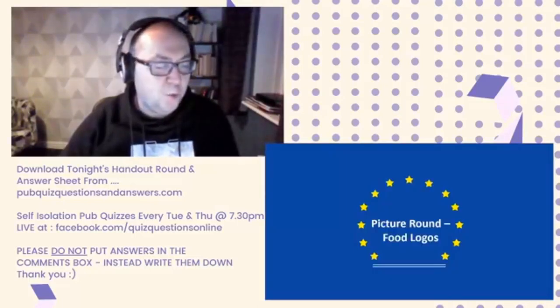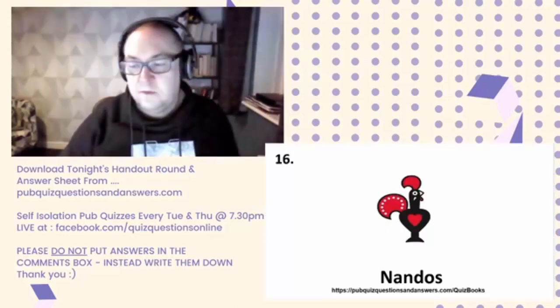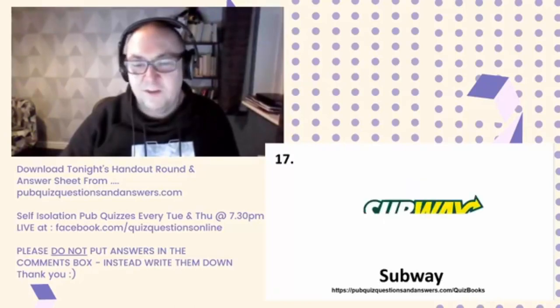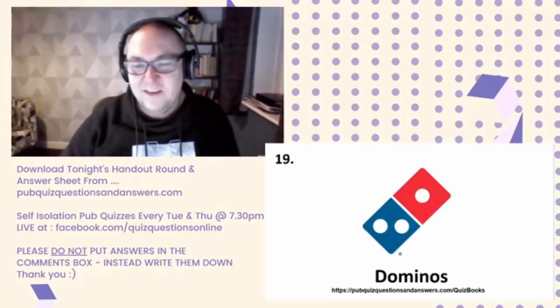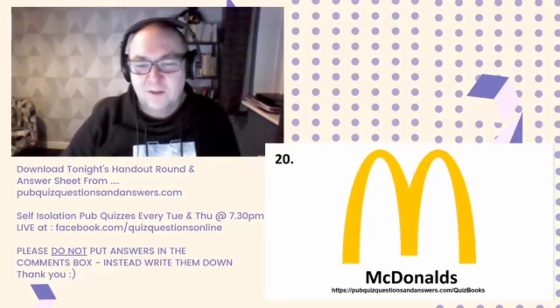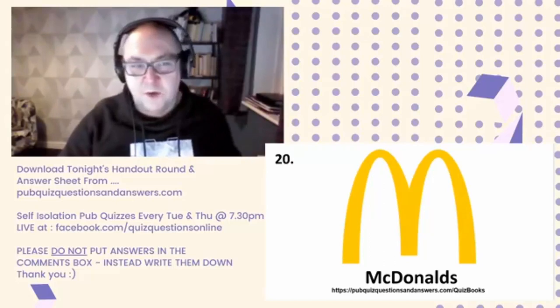Then we did the food logos for you. 16 was Nando's. Fancy a cheeky Nando's and some halloumi fries. 17, Subway, as if you didn't get that. 18, Burger King. 19, Domino's. That was a tricky one, wasn't it? Not. And 20, the Golden Arches, of course, of McDonald's. McDonald's it was for number 20.